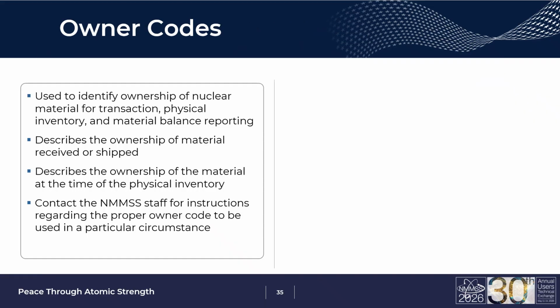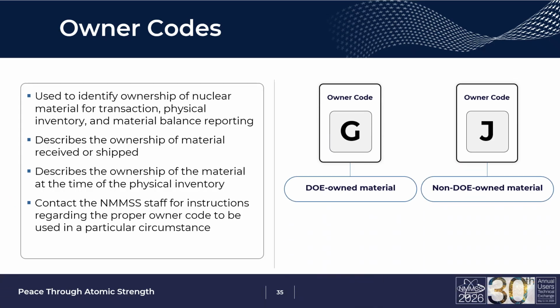Our next code to discuss is the owner code. This code is used to identify ownership of nuclear material for transaction, physical inventory, and material balance reporting. For nuclear material transaction reports, this code describes the ownership of material received or shipped, or any action that may cause inventory to change. For DOE NRC Form 742C, this code represents the ownership of the material at the time of physical inventory. Please contact the NMMS staff for instructions regarding the proper owner code to be used in a particular circumstance. The owner code field is a one-character field.